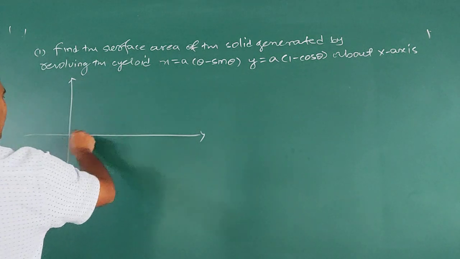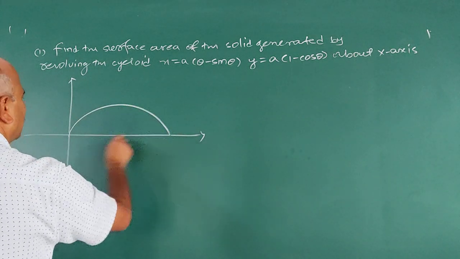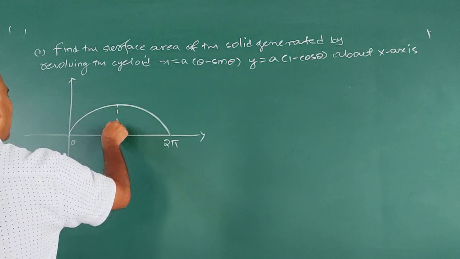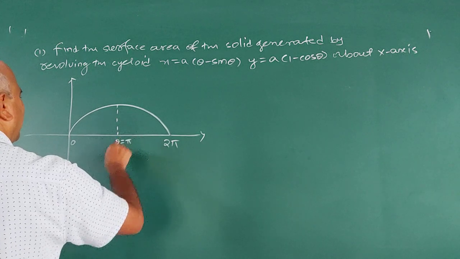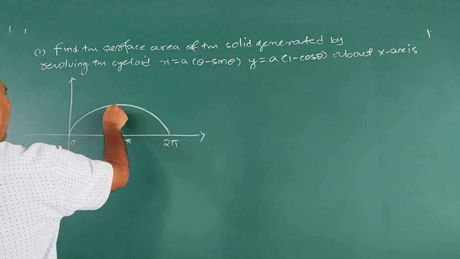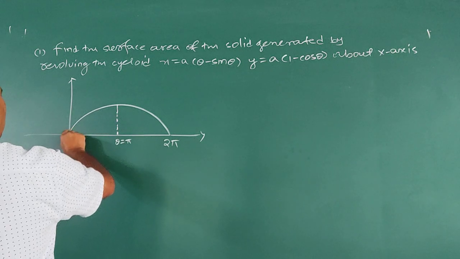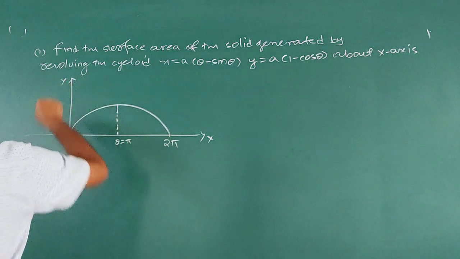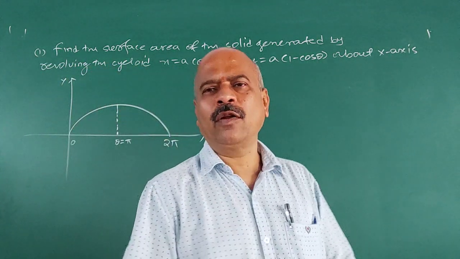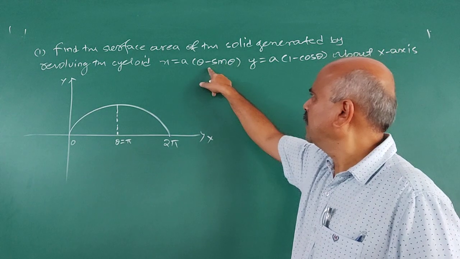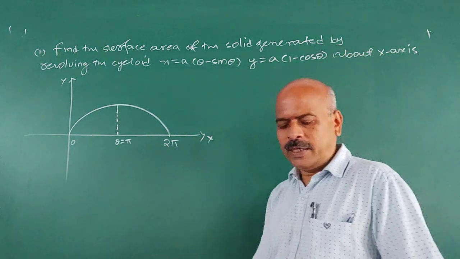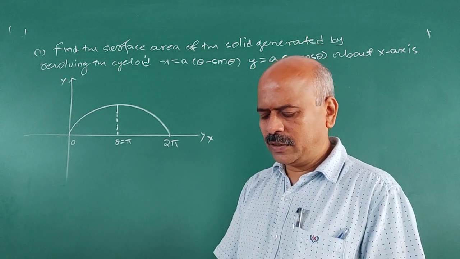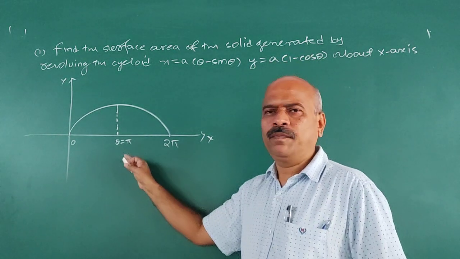One branch of the curve is like this. Theta varies from 0 to 2 pi for this branch, and it is symmetric about this line. What is this? Theta is equal to pi. This is the line at the point theta is equal to pi. Theta is 0, theta is 2 pi. It is one branch of the curve or one arc of the cycloid. Equation is x equals theta minus sin theta, y equals 1 minus cos theta. It is symmetric about x axis, correct? And it is one branch of the curve.